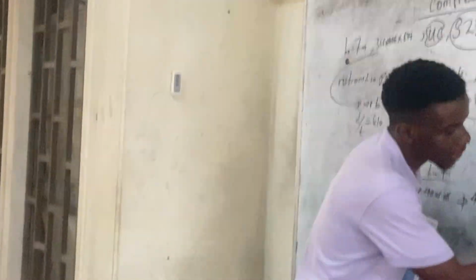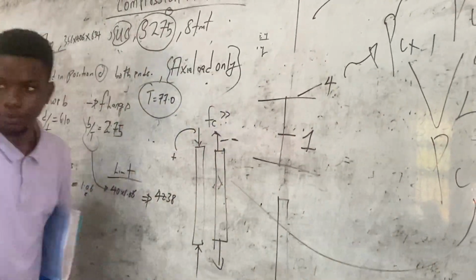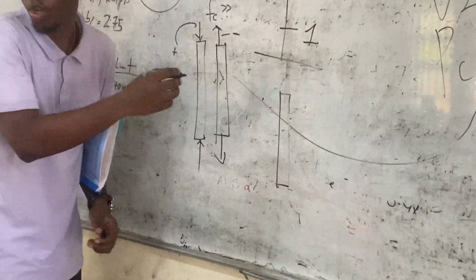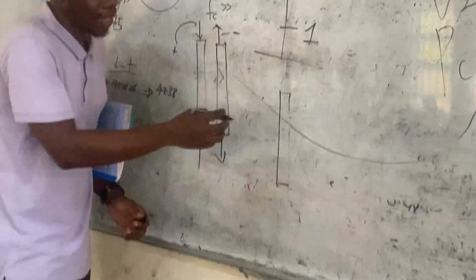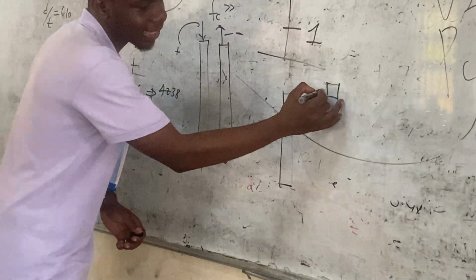Let me explain something. Let's say this is our column, and we have moments here. And let's say it is subjected to pure bending. It means that the neutral axis in the cross section will be at the center.